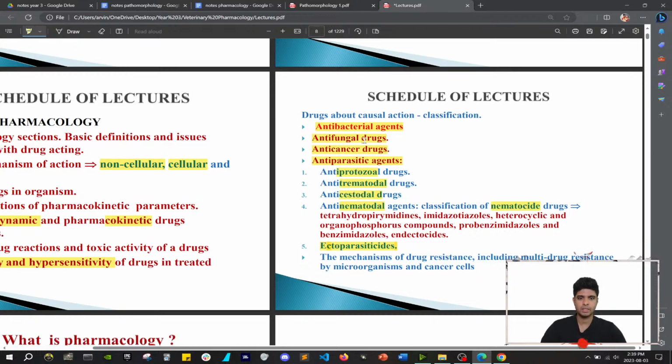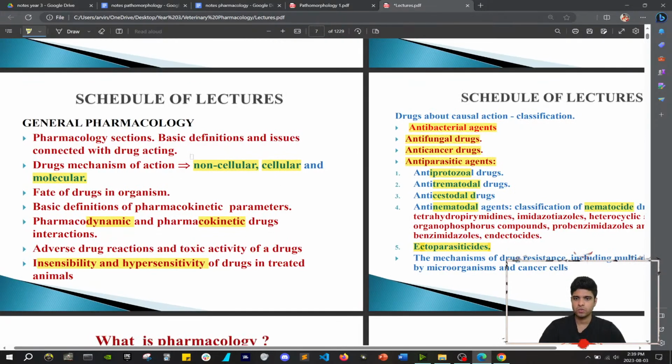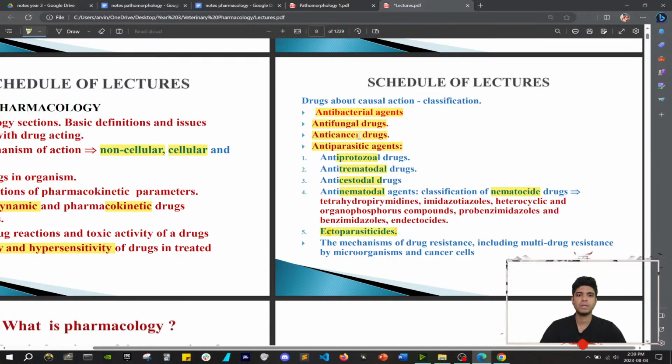So one thing is there is no antiviral yet so far. So bacterial, fungal, cancer, parasitic: protozoa, nematoda, cestodal, trematodal, and then ectoparasiticide. Okay.